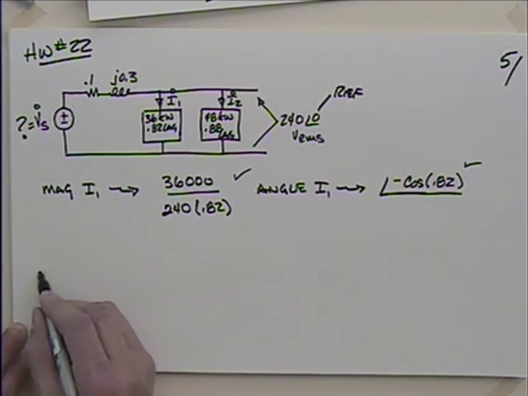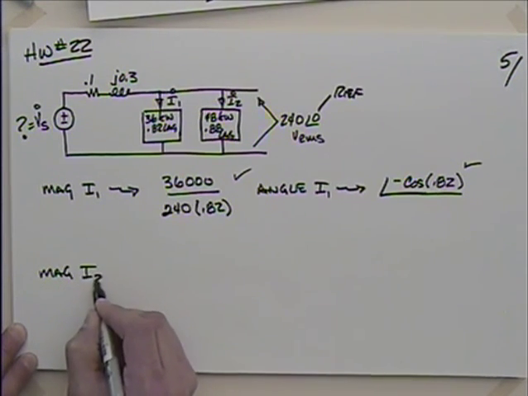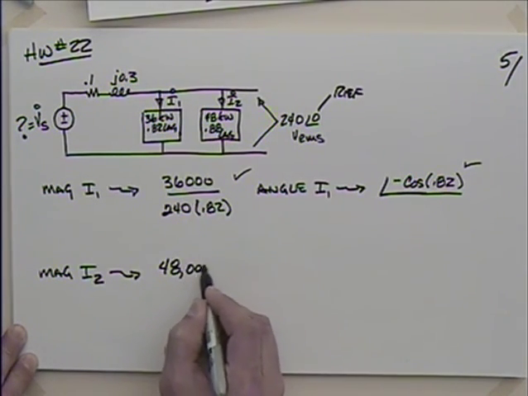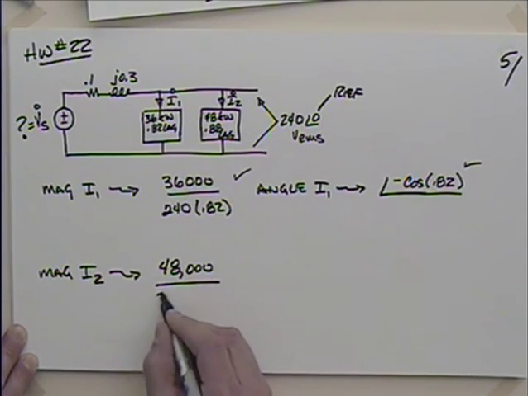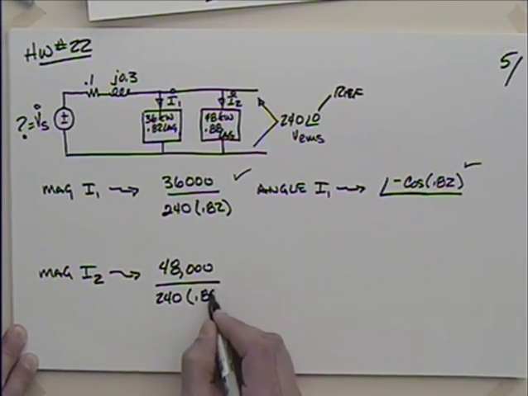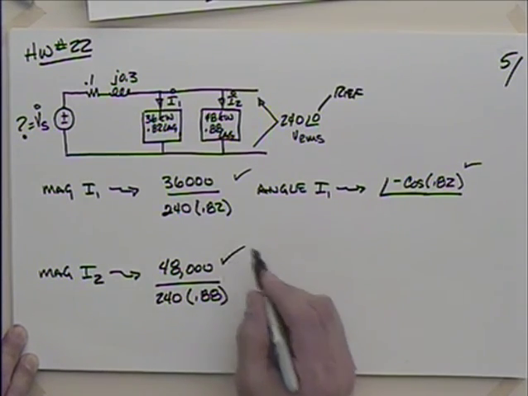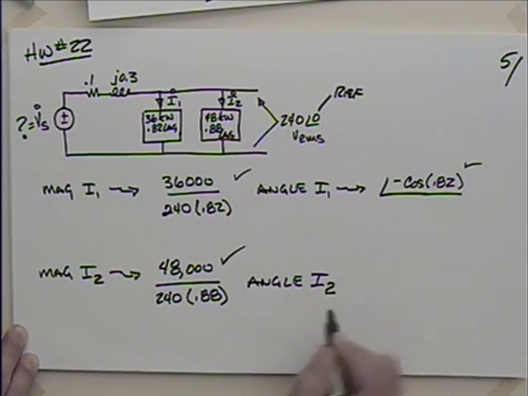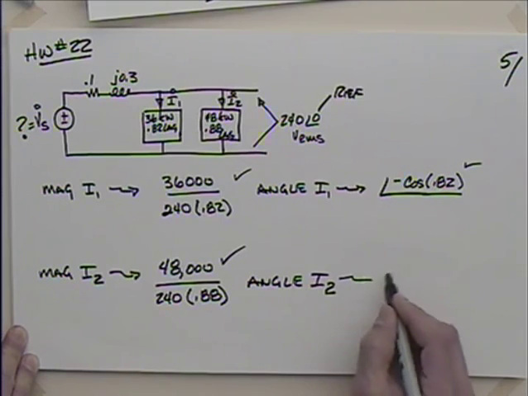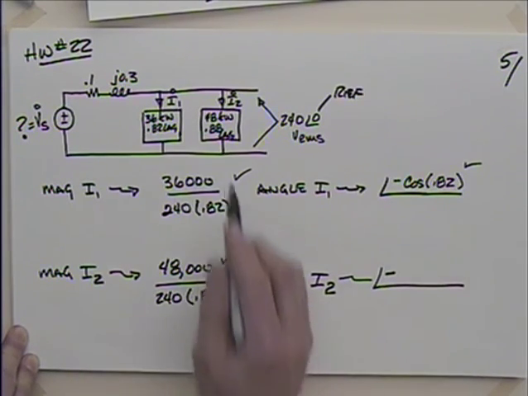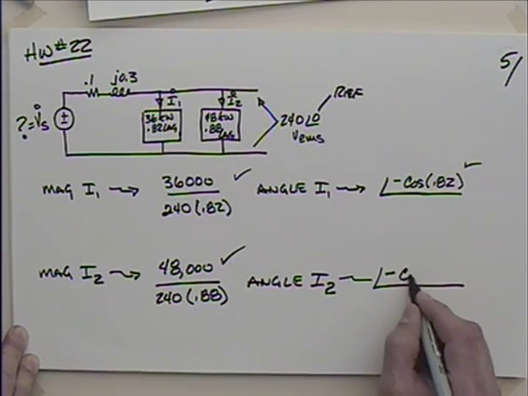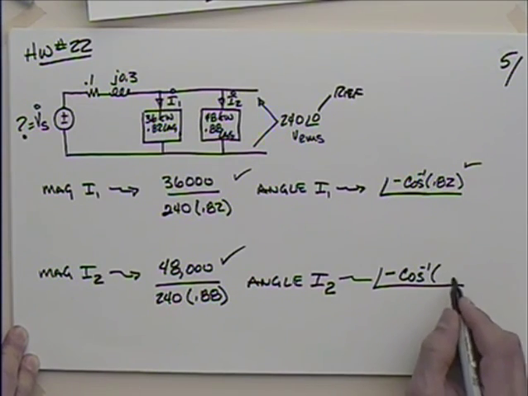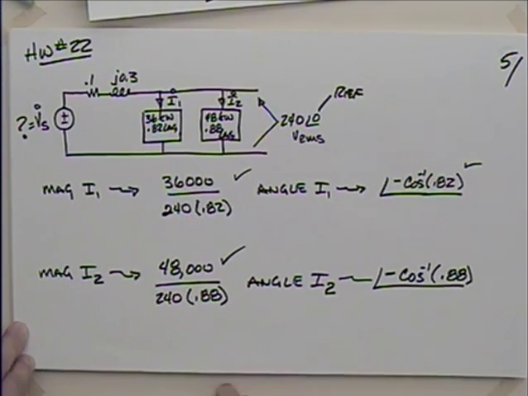What about I2? What's the magnitude of I2? Well, 48 kilowatts, so 48,000 divided by, again, 240. What's our power factor? 0.88. So that'll get you a magnitude. Can you come up with the angle? Minus, because it's lagging, minus the arc cosine. Sorry, that should be the arc cosine. Of what? 0.88. Okay.